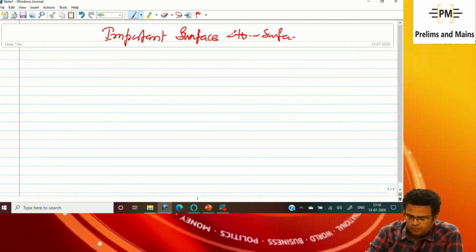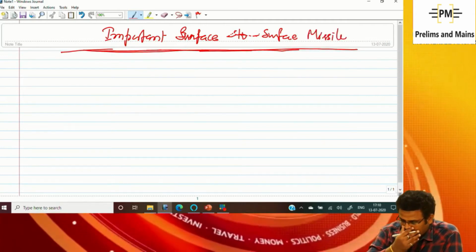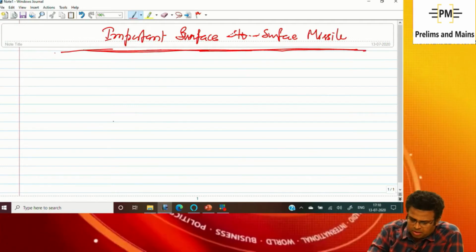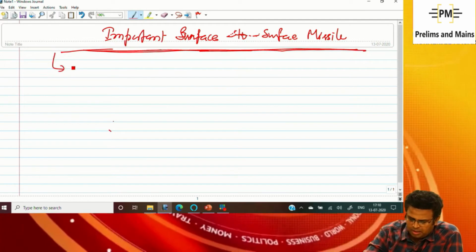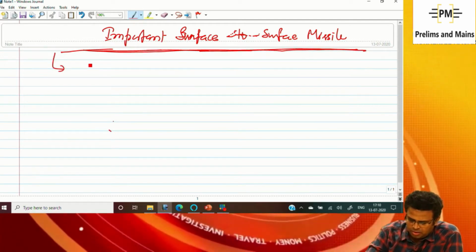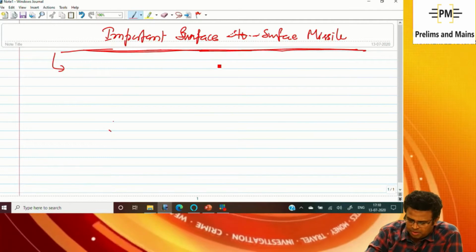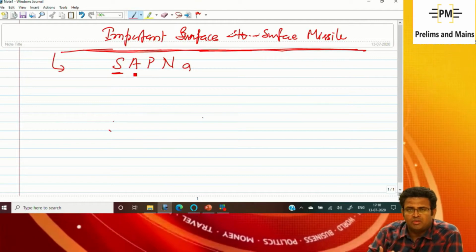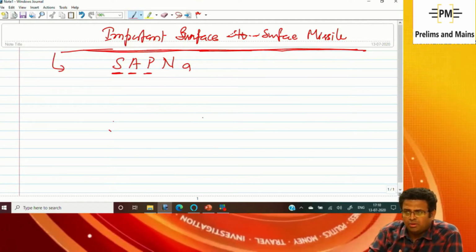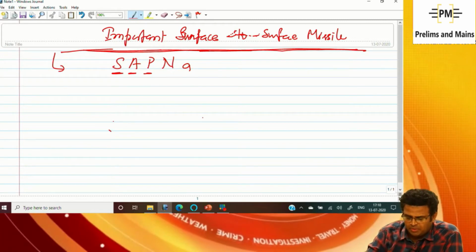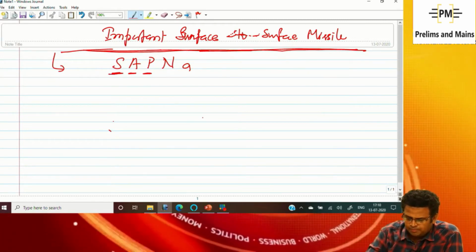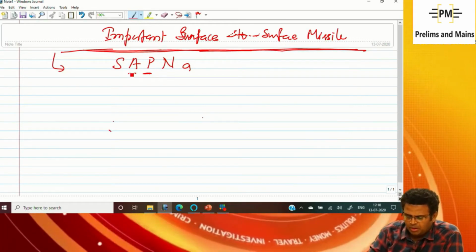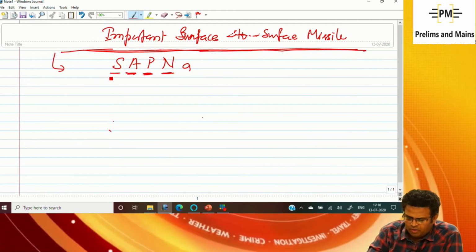The word for you to remember for surface to surface missiles is SAPNA. You can remember it with the help of this: on the surface we used to take lots of dreams, and Sapna is also the name of a girl. We have to see it in the form of S, A, P, N, A.